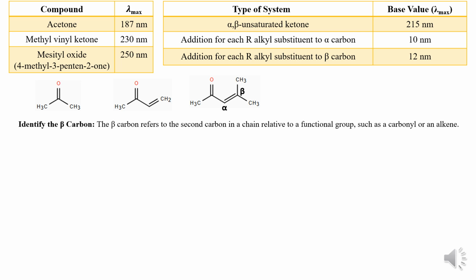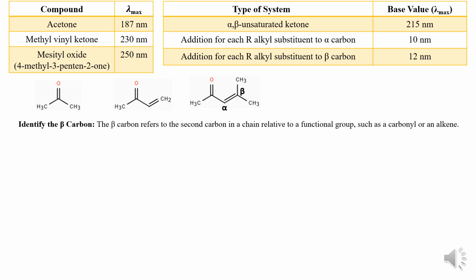And how to theoretically calculate the lambda max for a conjugate system, that is conjugate carbonyl system. Now let's try and calculate the lambda max for the mesityl oxide, which is a conjugate ketone. Now the base value for alpha beta unsaturated ketone is 215 nanometers. So this is as per Woodward-Fieser rules. So as per Woodward-Fieser rule, any conjugate system where you find the presence of alpha beta unsaturated ketone, like in case of mesityl oxide, you assign a base value of 215 nanometers.